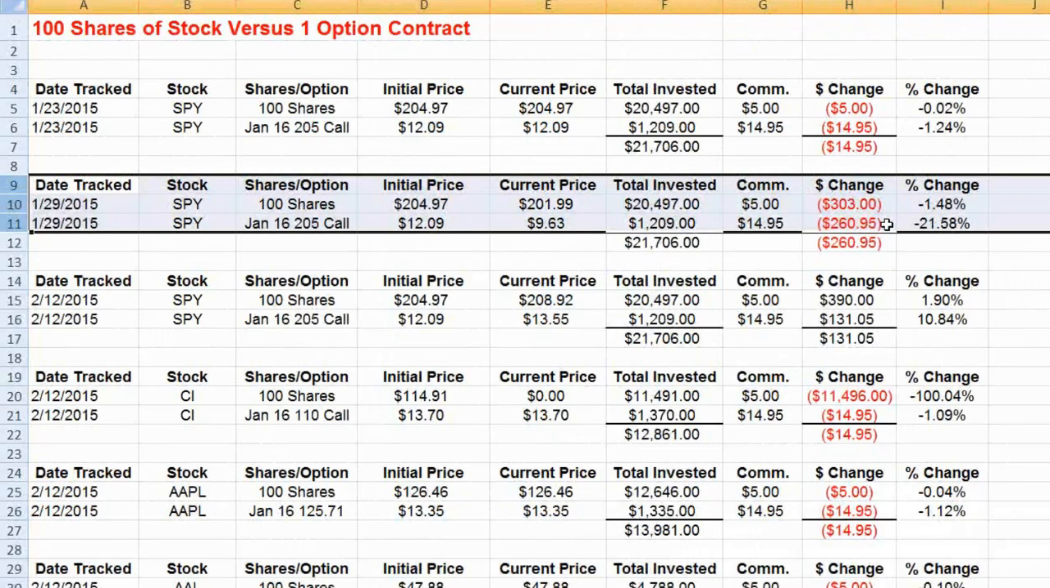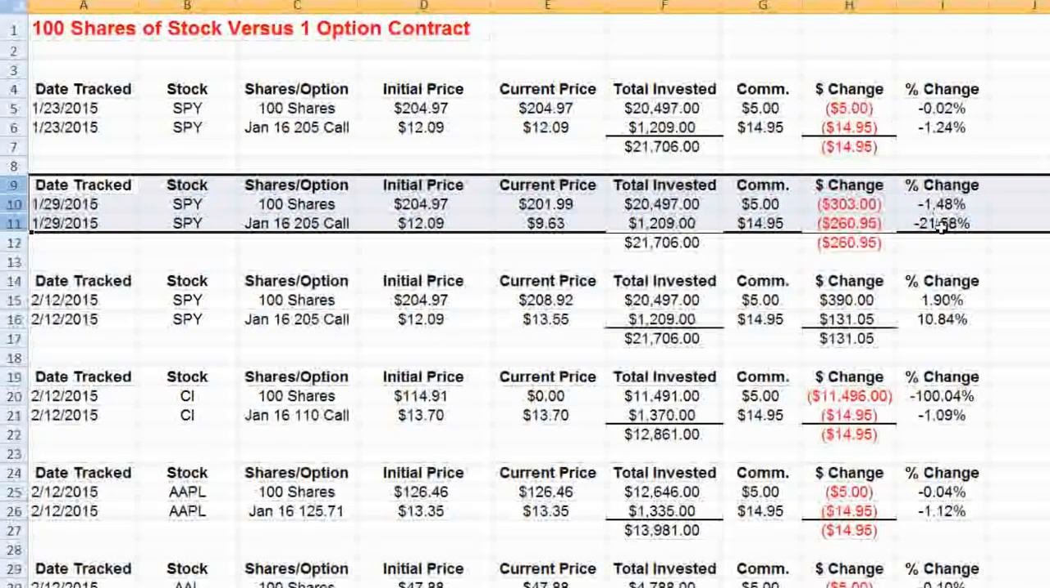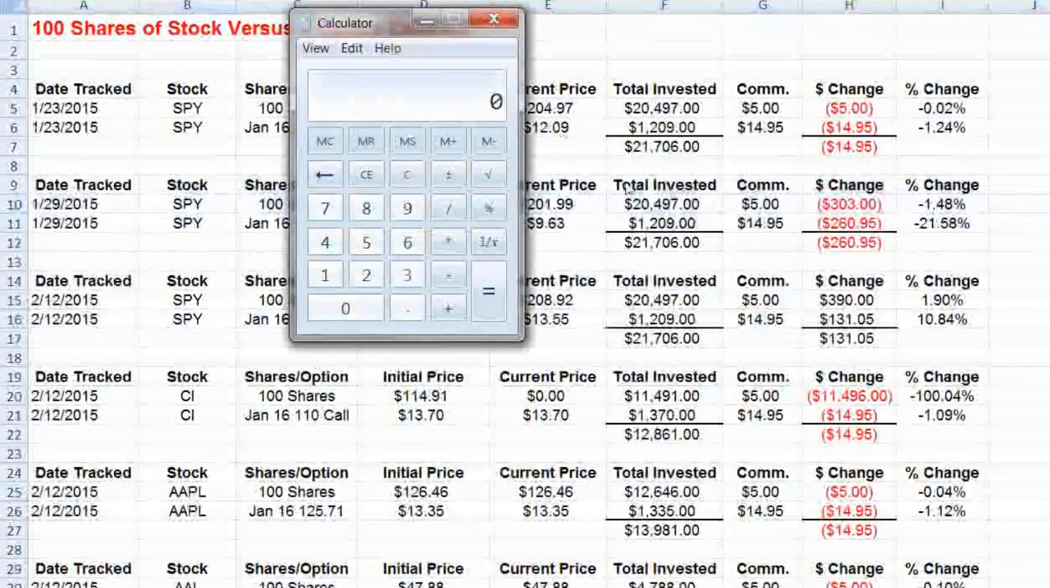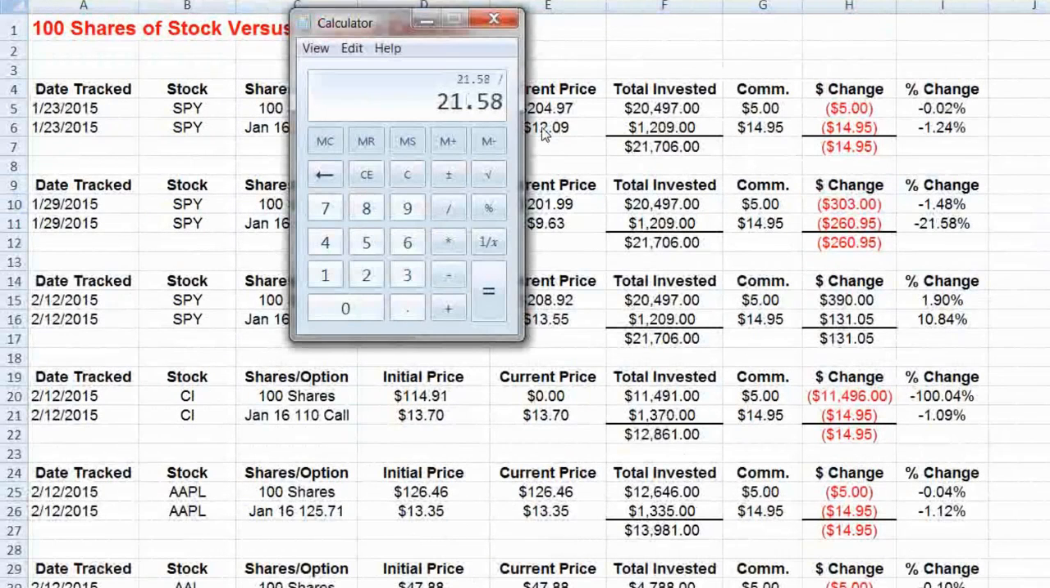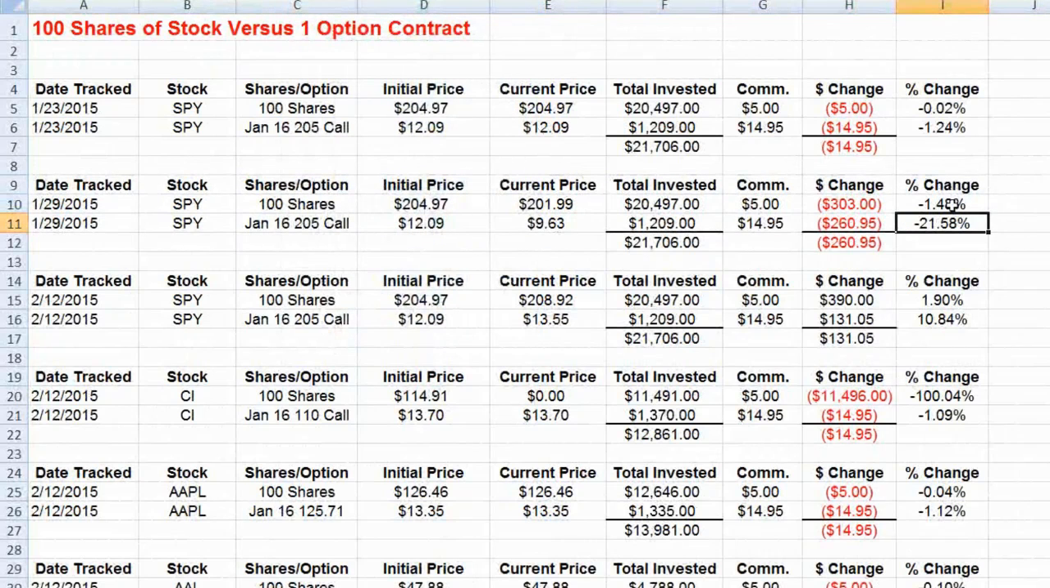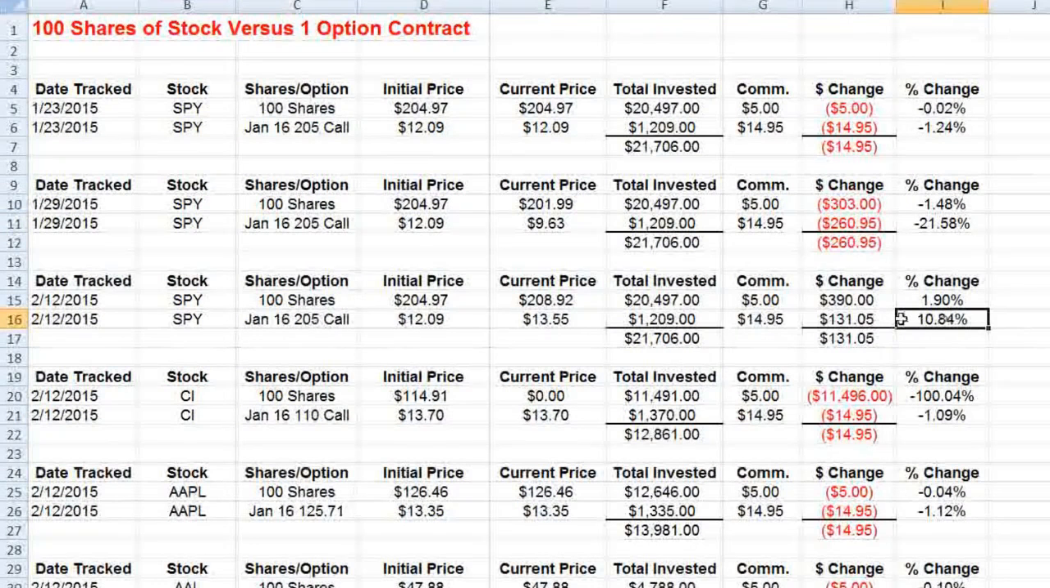So anyway, I updated everybody. I was losing money here. The option was losing 21%, and the stock was only losing 1.48%. 21.58 divided by 1.48, so the option was losing almost 15 times more money on a percent basis versus the stock. Now moving forward here on 2/12, the stock is up 1.9%, but my option is up 10%. If you do 10 to 1, it's almost like the option made 9 to 10 times more money percent-wise than the stock.